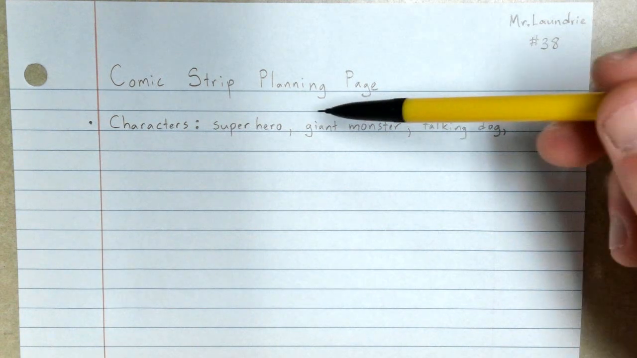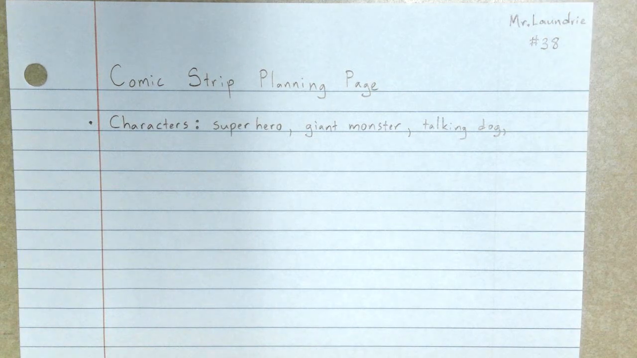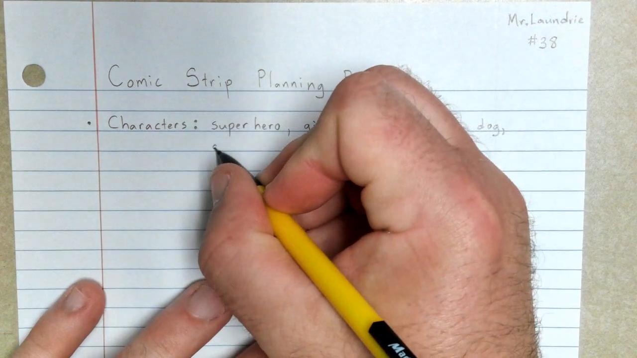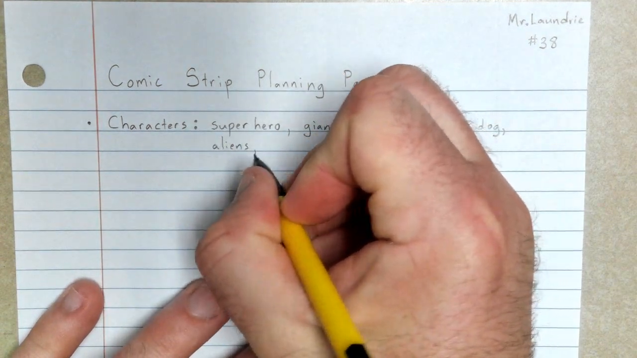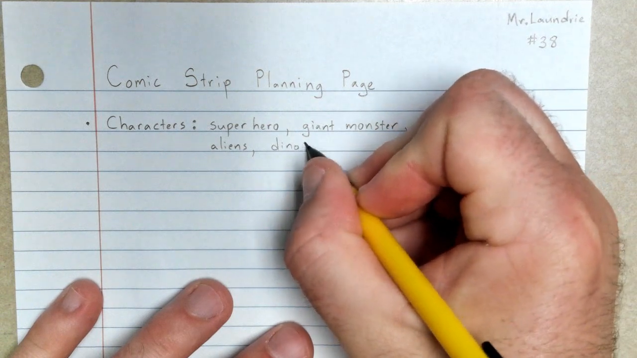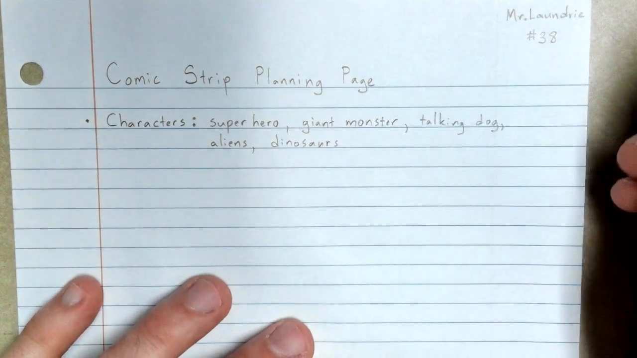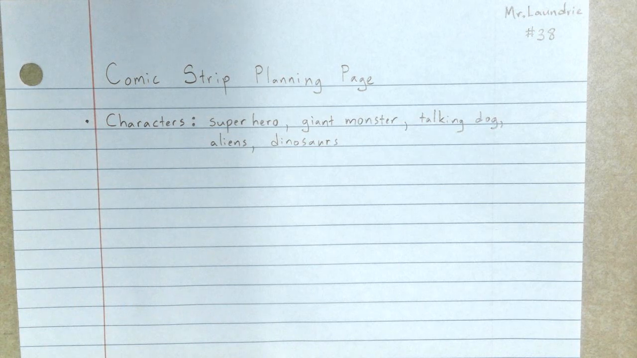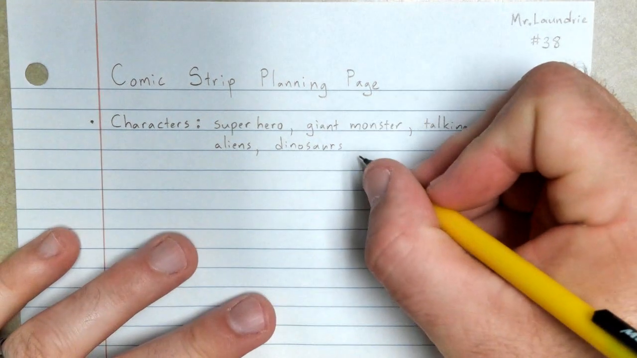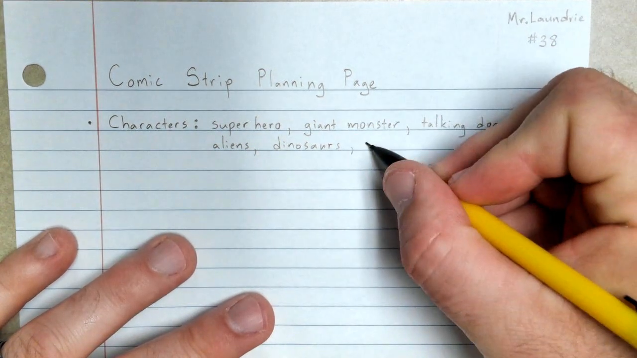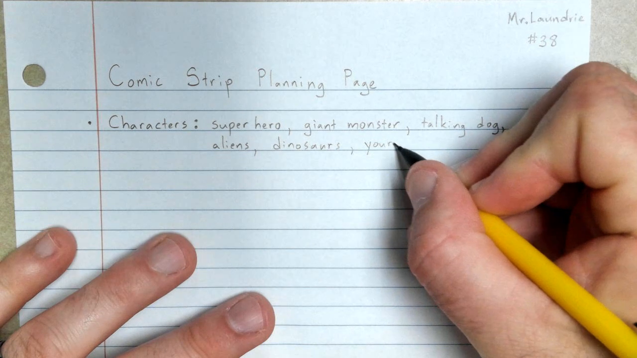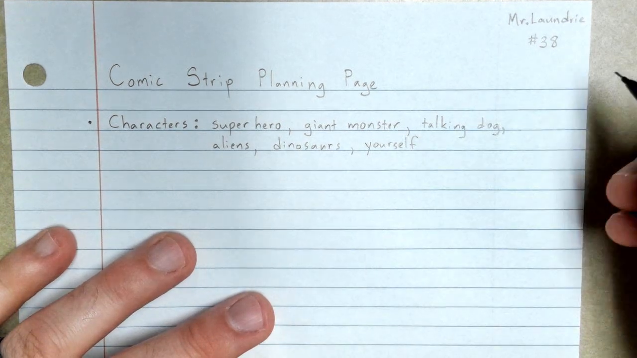Okay. So superheroes, giant monsters. What else does Mr. Landre like? Could write about aliens, dinosaurs. Mr. Landre tends to go towards the crazy and fantastic, but you can write about things that are much more grounded, much more realistic. Okay. Write about yourself if you want. You could be the star of your comic.